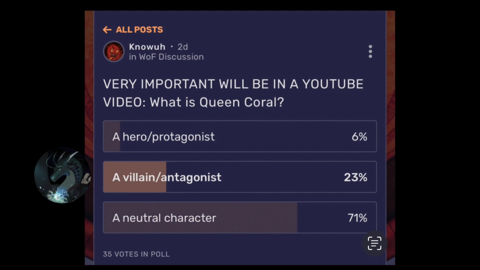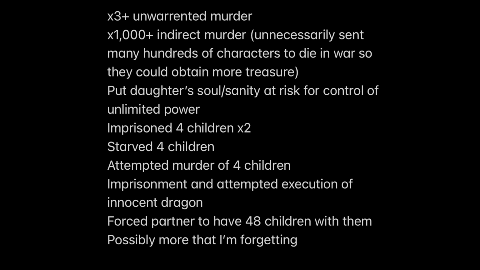What does JMA always say? The data doesn't lie? Well, it just did. No one can do all this and still be considered by most a neutral character.